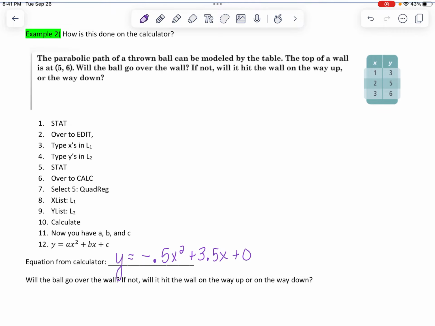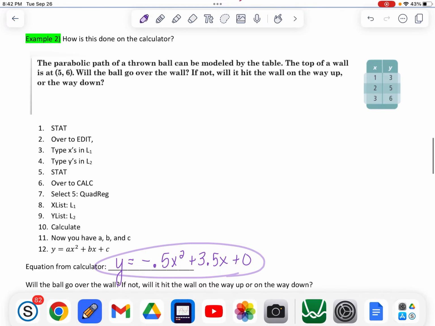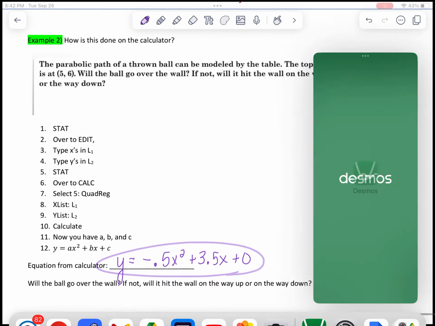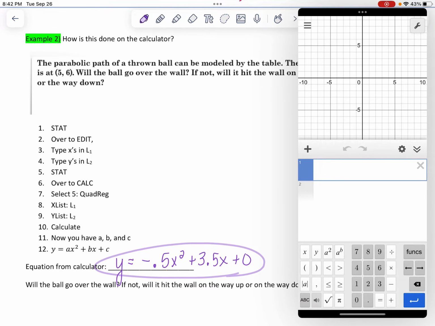Okay, now that that's out of the way and I taught you how to get the equation here, the question becomes, will the ball go over the wall? And if not, will it hit the wall on the way up or on the way down? I think the best move here, because I love Desmos for this kind of stuff, is to write this equation in Desmos.